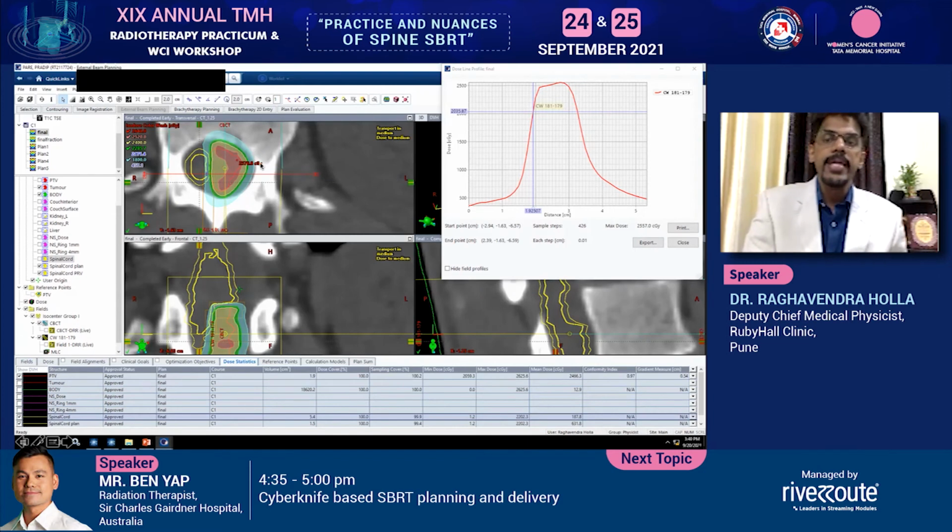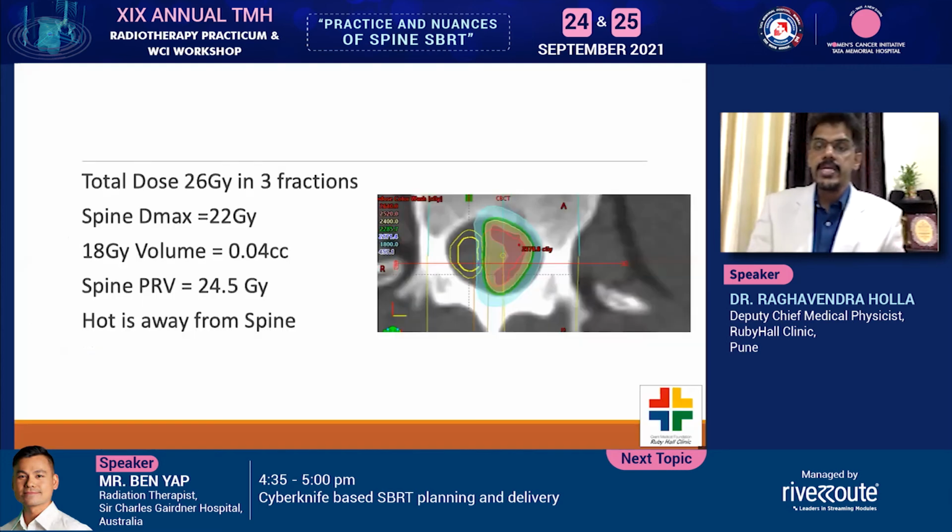So when you create a plan, definitely all the planning systems will try to push the hot spot in the periphery or the center based on your algorithm. But where to get the hot spot is also a choice. We cannot get the hot spot towards the spinal cord. We try to move the hot spot towards the opposite side of the spinal cord so that if you anticipate some movement in the left-right region, still the spine is safe. This is what we achieved finally.